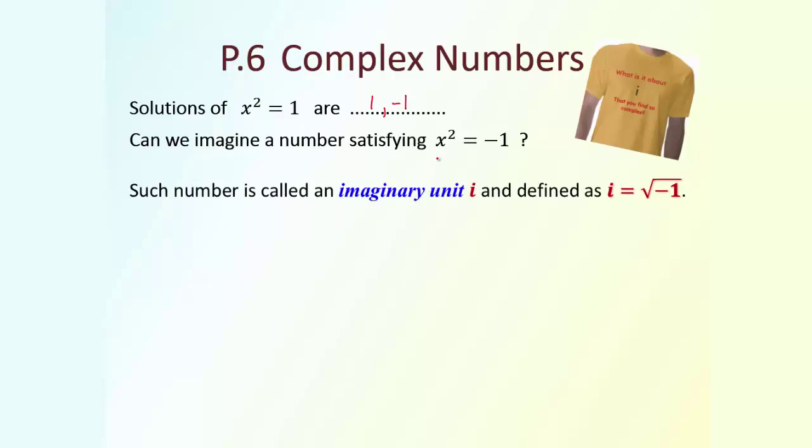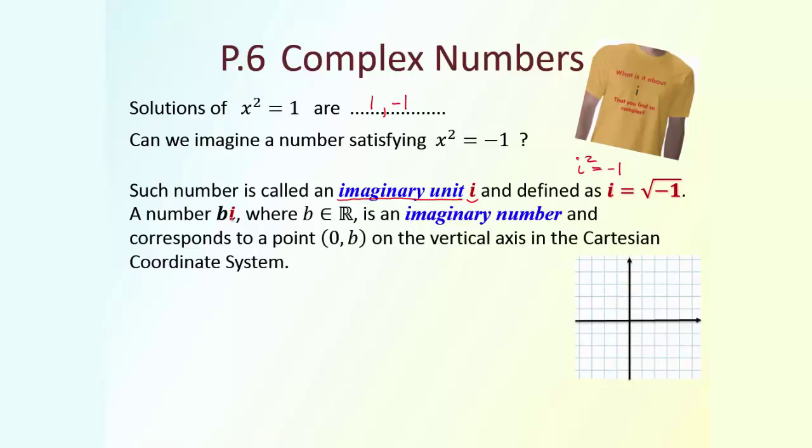So a number with the property that, when squared, ends up to be negative 1 will be called an imaginary unit, and this unit will be marked by a letter i. So i represents a number, and this is not a real number, this is an imaginary number, defined by the equation i equals root of negative 1, because if I square i, it's like squaring this root, so you end up with negative 1. If we multiply the imaginary number i by b, we create numbers that will be called imaginary numbers, b times i, where b is a real number.